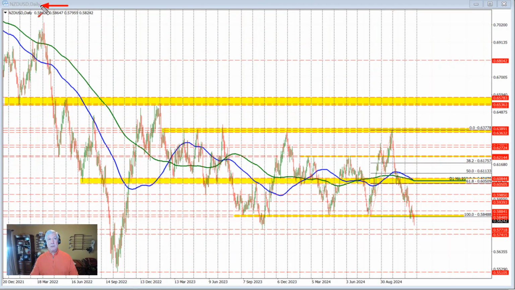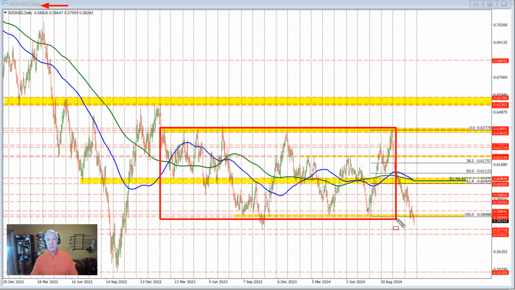So let's get started. To understand the broader picture, let's take a look at the daily chart. I'm going to put a red box right around this area right through here. This area was defined by different swing highs on the top side, and then more recent swing lows forming a floor between 0.5848 and 0.5859.